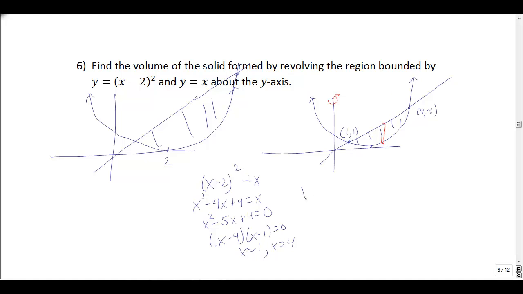So our volume is going to be an integral, a dx integral, since we have vertical rectangles. The x's go from 1 to 4 here, and our shell method is 2 pi times the radius of the shell, which is the distance from the rectangle to the axis of revolution. In this case, that's x, and that gives us the circumference of our shell. Then we multiply by the height, which is the top function minus the bottom function, so x minus (x minus 2) squared.